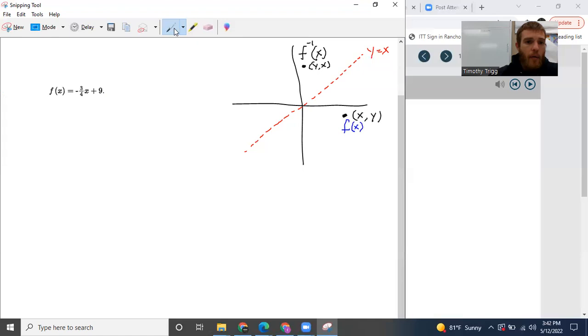Okay, now how do we take a function like this and find its inverse? Generally, the process looks like this. The first thing we do is replace f of x with y.